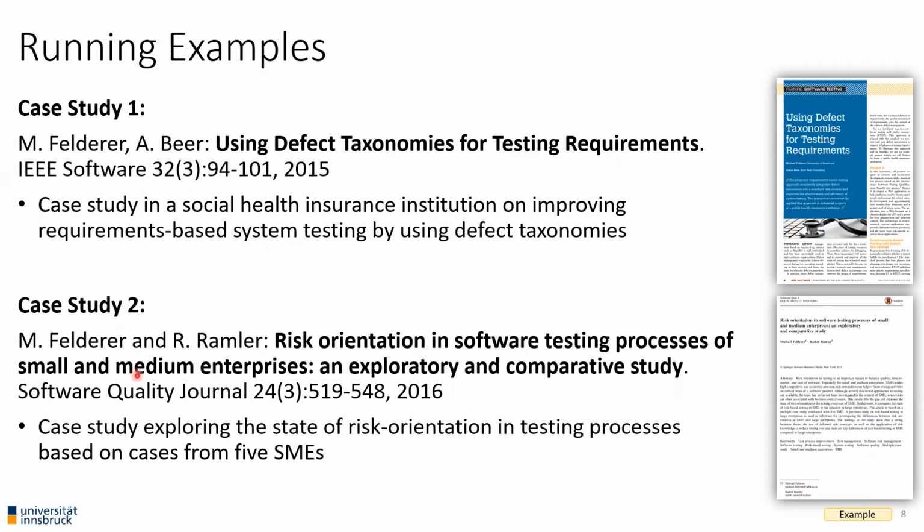And the second case study is about risk orientation in software testing processes for small and medium enterprises. So there we investigate how the concept of risk is integrated in testing processes with special focus on small and medium enterprises. So there we investigate several companies. We do a multiple case study, as we will see later, and we also compare it to earlier results from large enterprises. This was published in the Software Quality Journal and is even a recommended case study in recent empirical guidelines by the ACM, which I will also mention later.